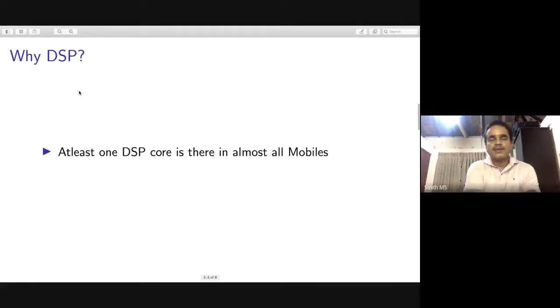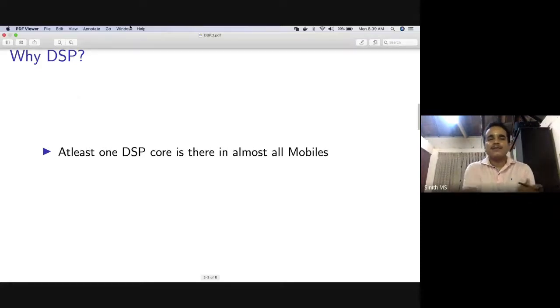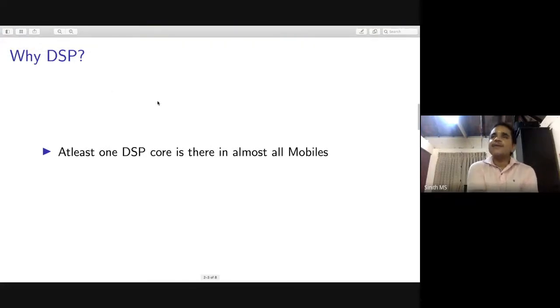Now, DSP is the short form of digital signal processing. The question is, why do you go for DSP? What is the importance of DSP? What is the relevance of DSP? If you see any mobile phone, there will be at least one processor or one core which is a DSP core. This is mainly for processing the audio signals. For processing the signals, you need some DSP processors.